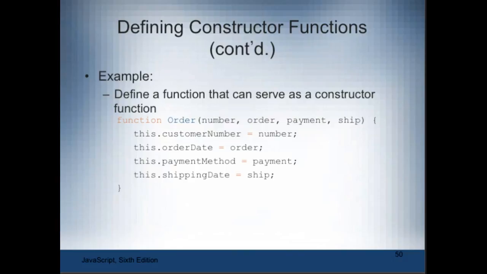For example, the code on the screen includes 4 properties, and the statements preceding the constructor function use the this keyword to assign the values of the 4 arguments, number, order, payment, and ship, to the 4 properties: customer number, order date, payment method, and shipping date.